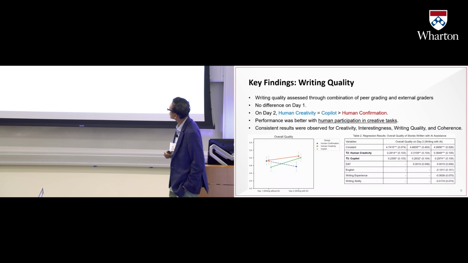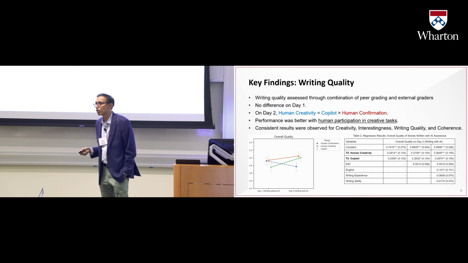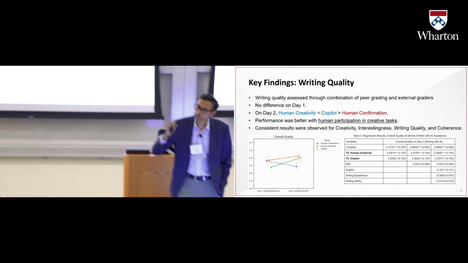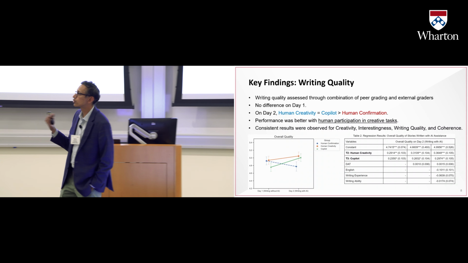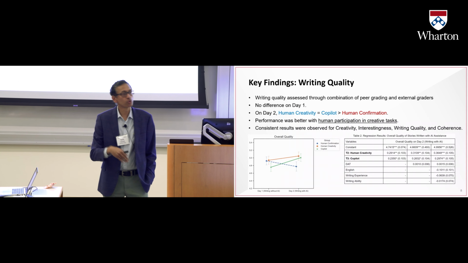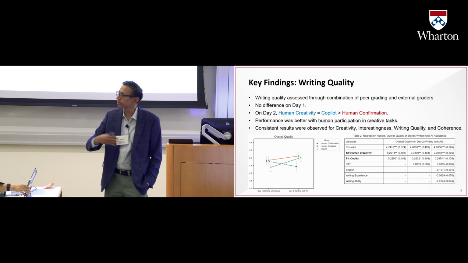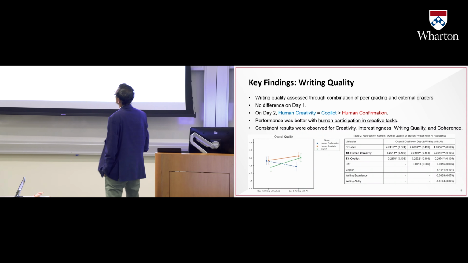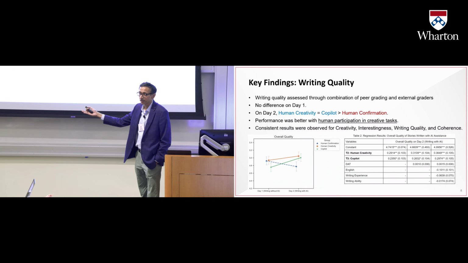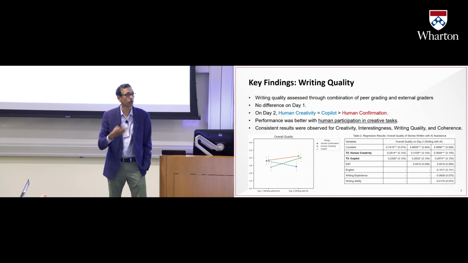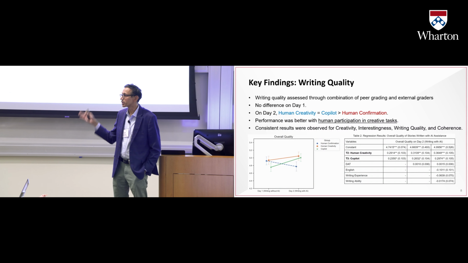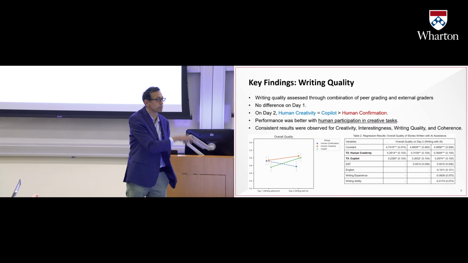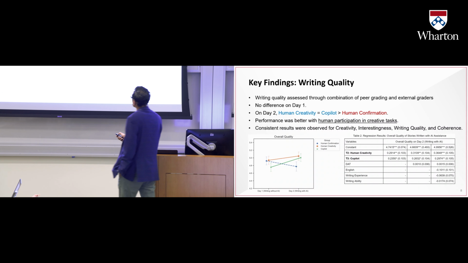Next, we look at the quality of the work. We have the quality of the writing assessed through peer grading and external graders. Every story was assigned to 2 peers who were part of the experiment, and they graded it using a rubric that was provided. In addition to that, 2 external graders who were not part of the experiment were also asked to grade. Here I'm going to show the results based on the average across all 4, but we've done analysis of just the peer grades and just the external grades, and the results are very similar.